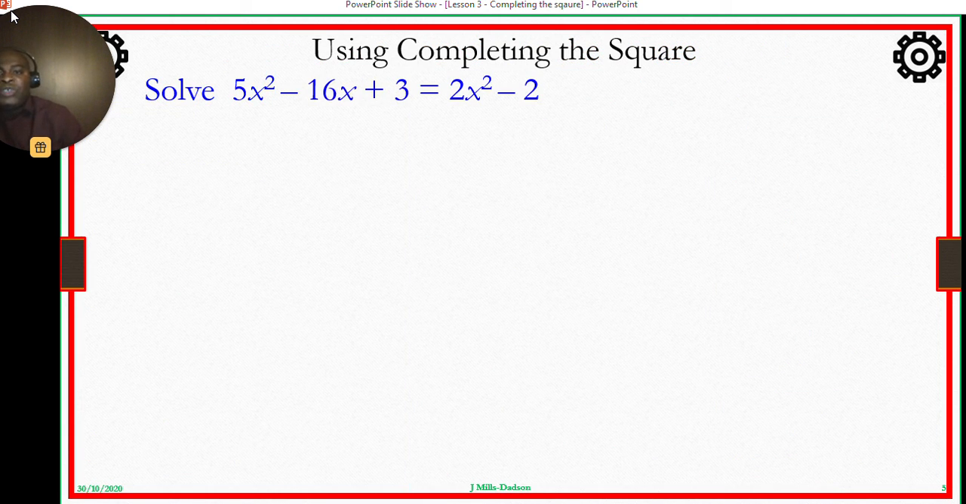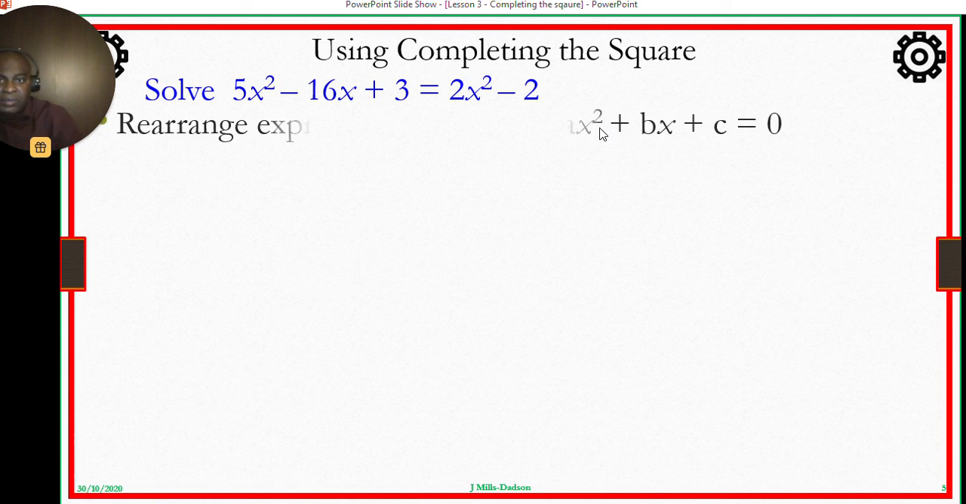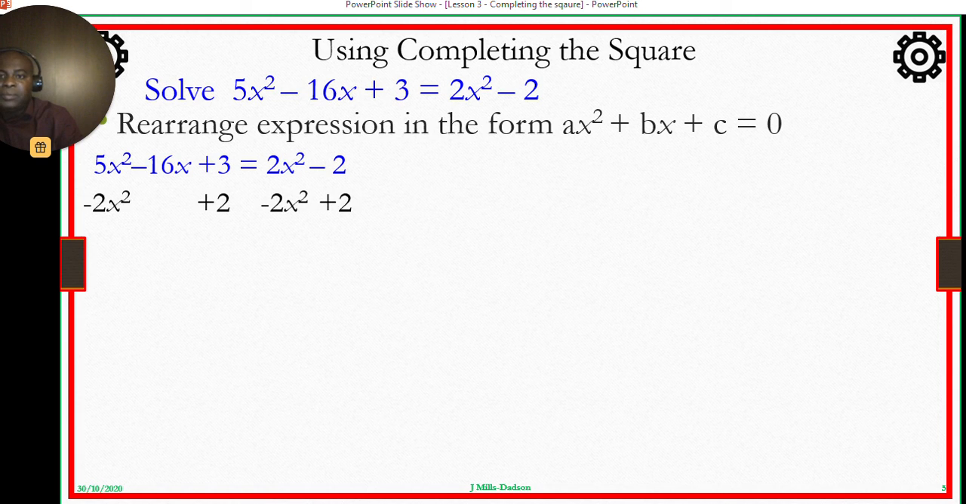Now let's look at a situation where we have to rearrange everything to the format of ax squared plus bx plus c. So to make sure this is equal to 0, we have to take away 2x squared from both sides and add 2 to both sides. And when you do that, you're going to have a new expression, which is 3x squared minus 6x plus 5 equals 0. And we now start completing the square.